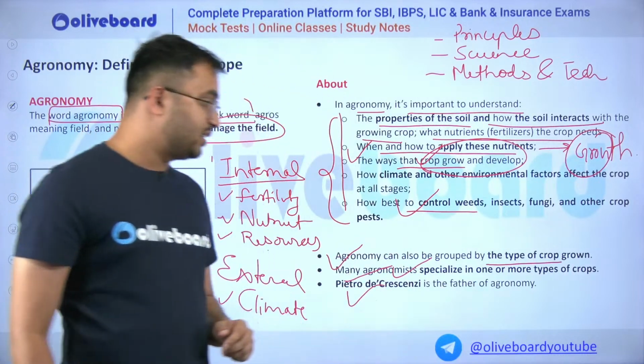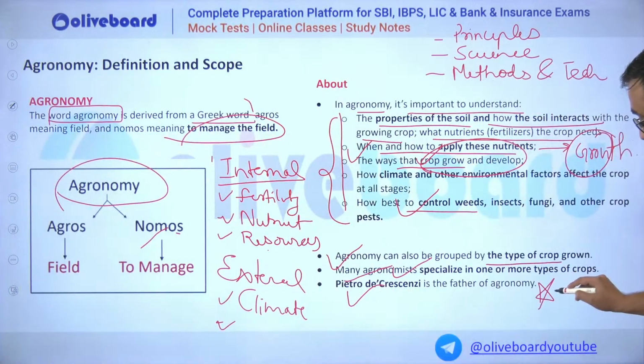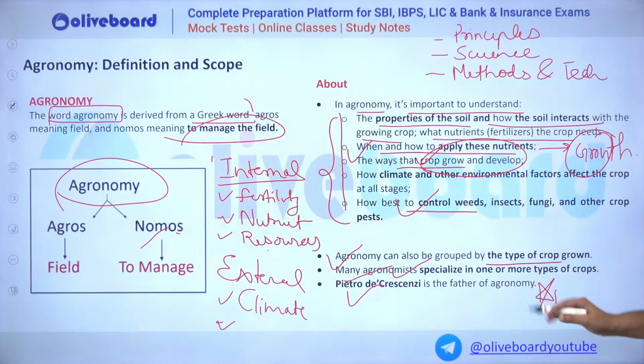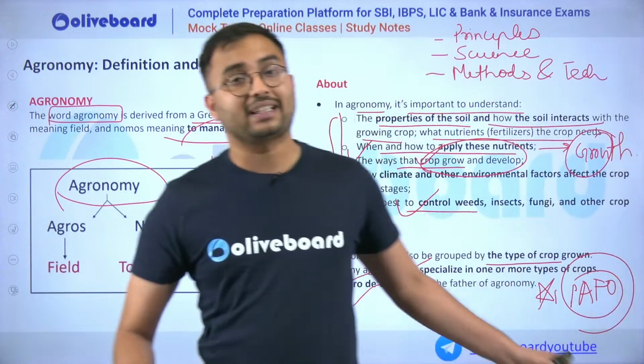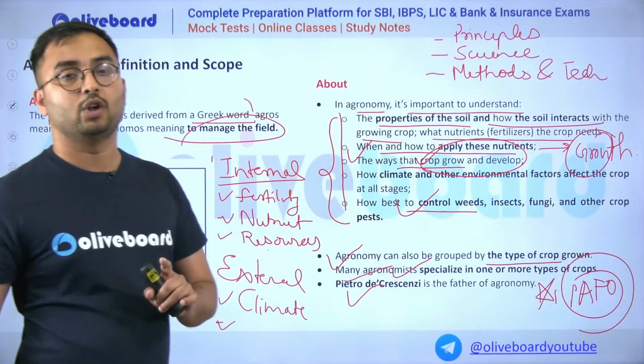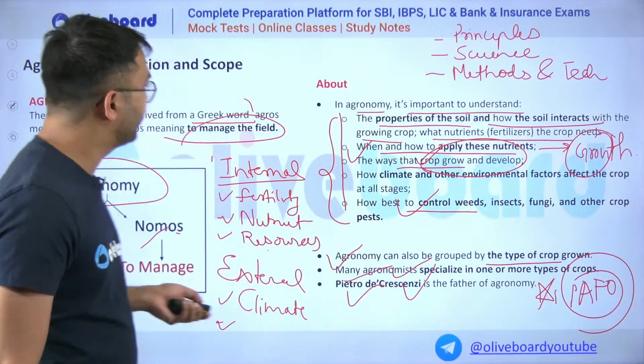Pietro de Crescenzi is the father of agronomy, and this is your previous year question, not for NABARD till now, but for IBPS AFO. This question has been asked in IBPS AFO, so no wonder this question can be asked in your phase 1 exam. So make sure that you know these important details.